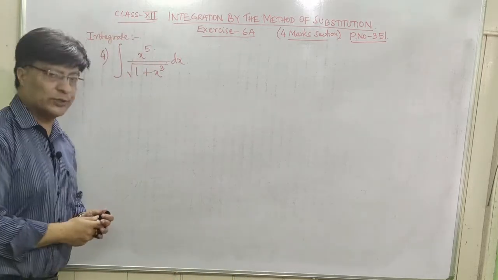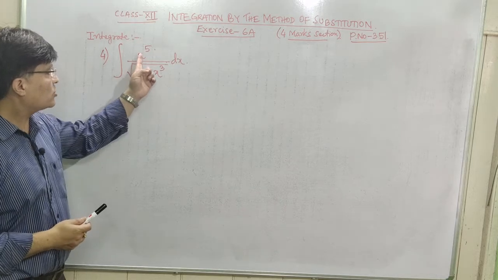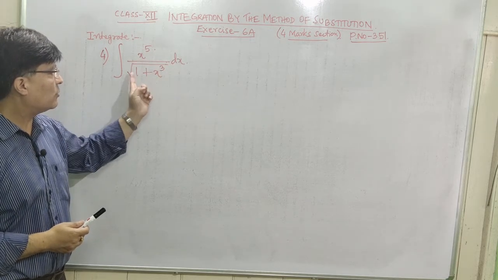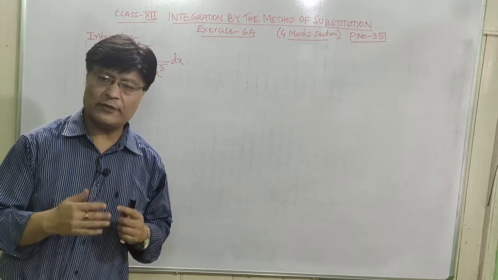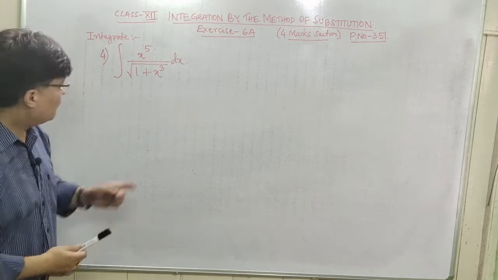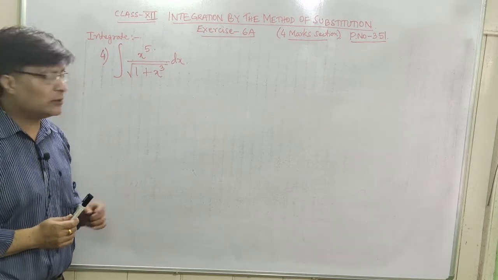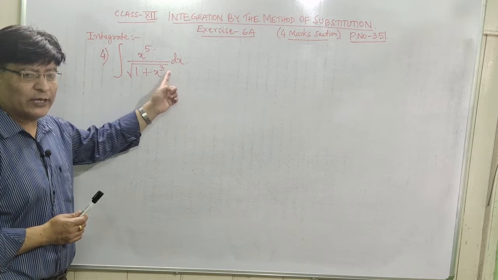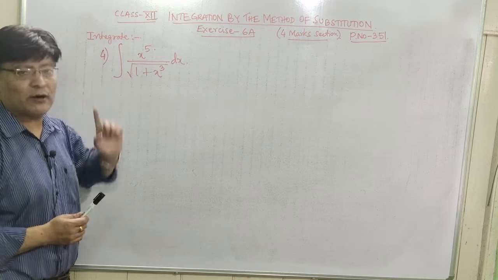So now we'll do the next question, that is question number 4. So it is integration of x to the power 5 dx divided by root over 1 plus x cube. So now in this case also, we have to check differentiation of which function is which one. If you differentiate 1 plus x cube, what is this differentiation? For 1 it is 0 and for x cube it is 3x square. Okay, but here it is x to the power 5.